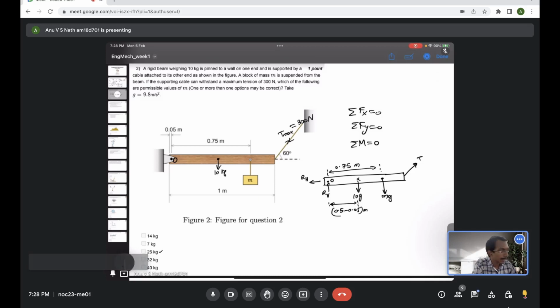Now the tension is also acting at the other end, which is 1 meter from the end of the beam, but we want to find the exact distance from the hinge point, which is O. In a similar way, this distance will be offset by 0.05 meter, so it will be 1 minus 0.05 meter.